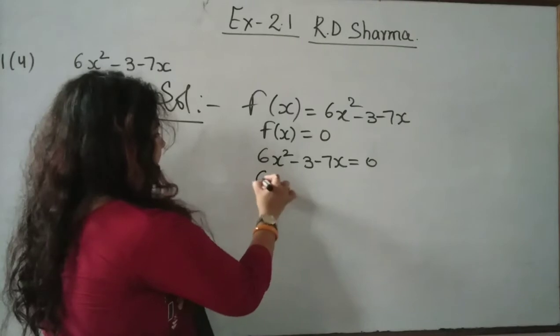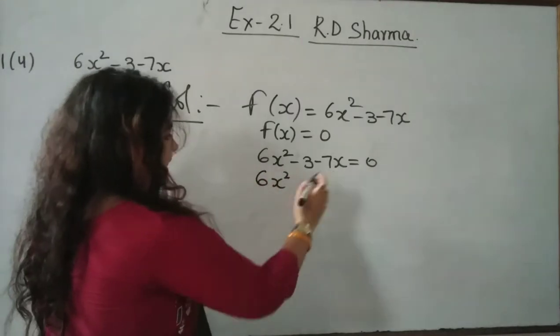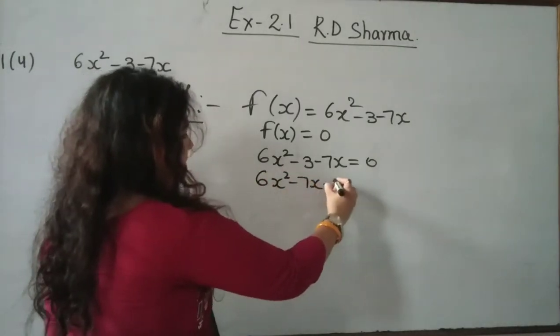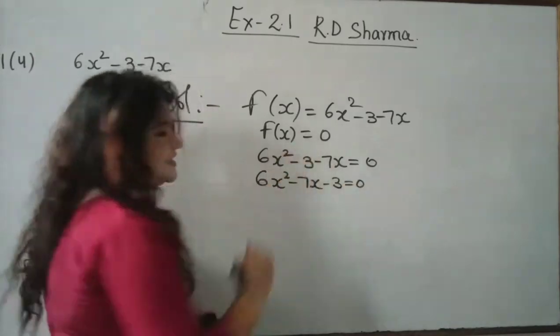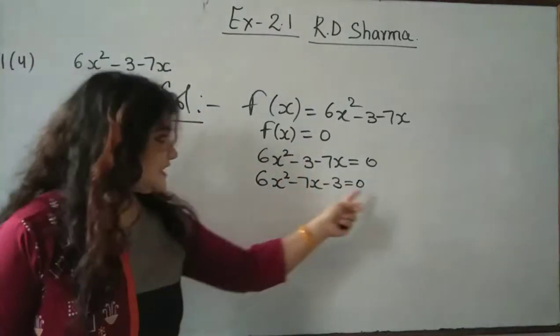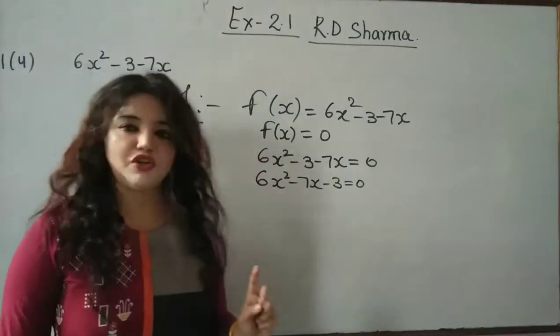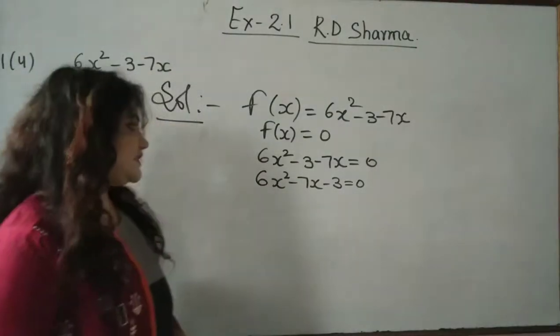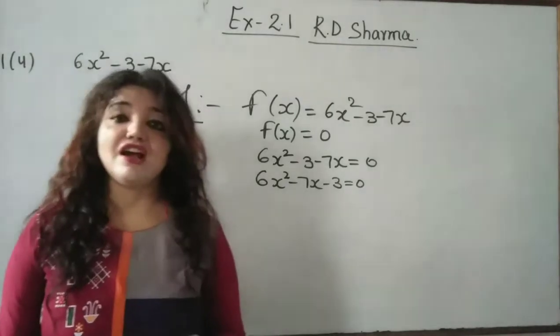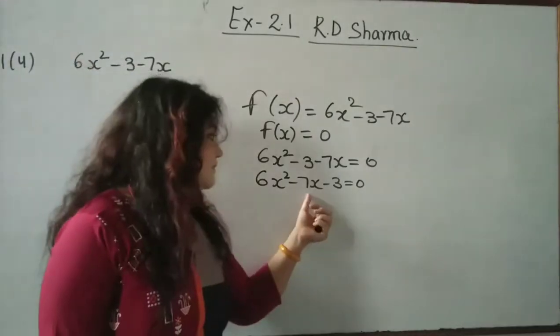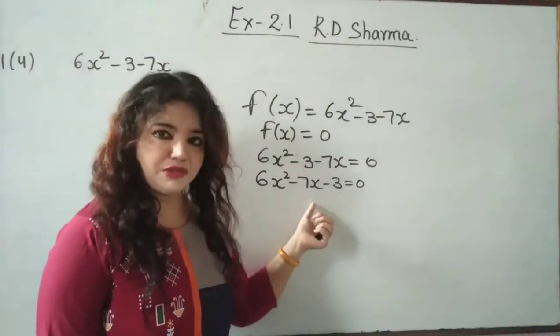So that will be 6x squared minus 7x minus 3 is equal to 0. Now this is in the form ax squared plus bx plus c, so this is the polynomial in standard form. Now we will solve it. Solve कैसे करोगे? How will you solve it? By the middle term splitting method.